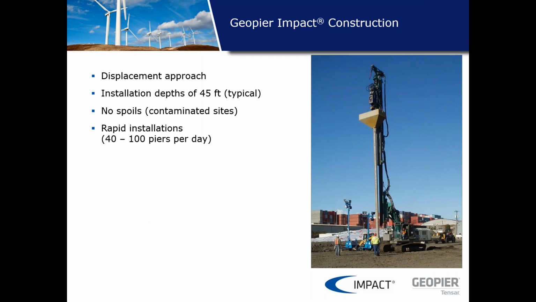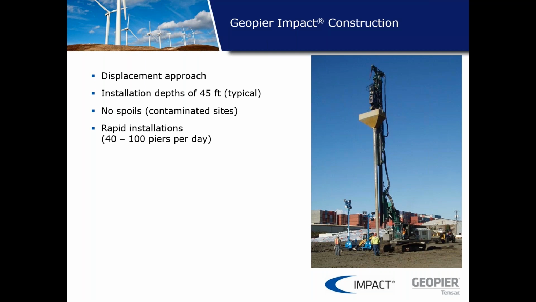So what are some advantages of the impact? Like I said, it's a displacement approach, which allows us to install piers in caving soils below the water table. It has an added advantage of being able to install piers to 45 feet. So I didn't say this for GP3. However, GP3 has a limitation of about 25 feet plus or minus. These piers can actually go 45 feet.